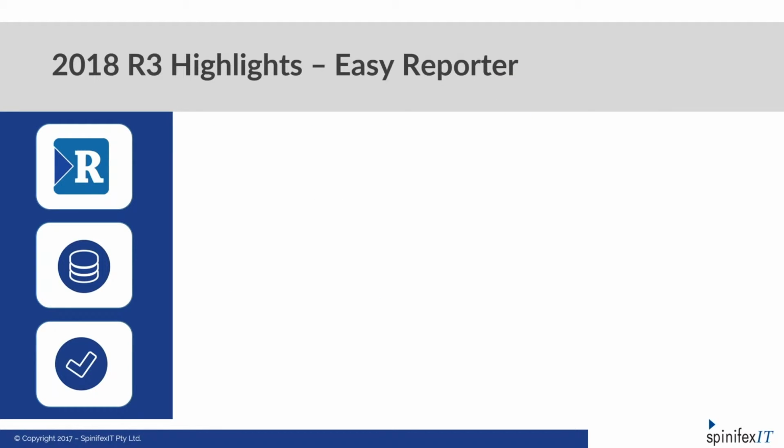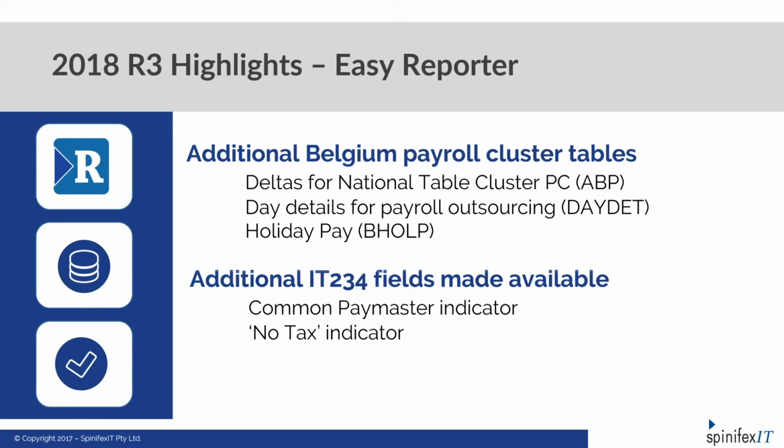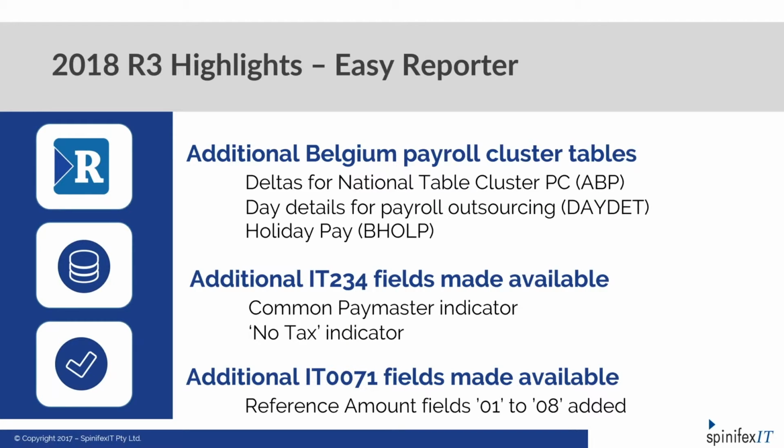Now, as we tend to do with each new release, we have included some additional data fields with this upgrade. For those of you with employees in Belgium, additional payroll cluster tables, as you see listed here, are now available in Easy Reporter. For the US, we have expanded the list of fields from InfoType 234 to include the Common Paymaster and No Tax indicators. And for Great Britain, reference amounts fields for the pension fund InfoType 71.